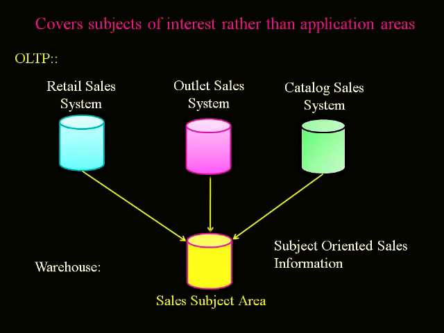So ultimately, subject oriented sales information is stored in the warehouse, not the other information. Other information is deleted. Unwanted data, we don't put it in the data warehouse. We put only the subject specific information. That is called subject oriented. In the sense that data is categorized and stored by a business subject rather than by application.